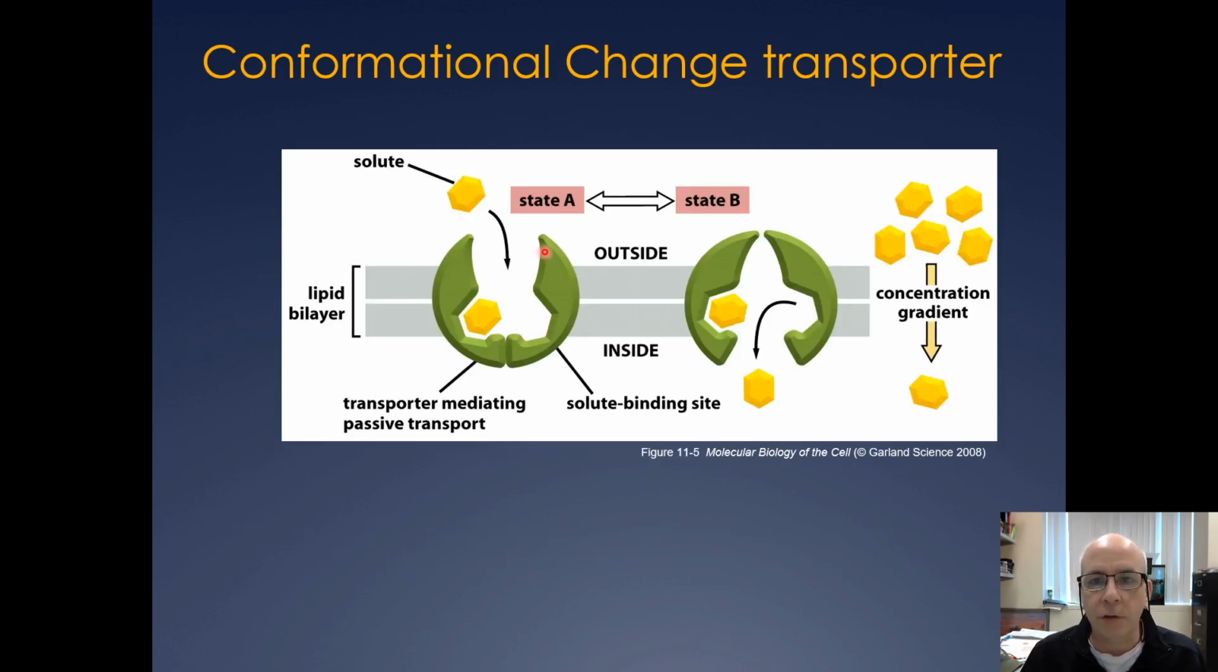Okay, so in certain instances, you're going to have a conformational change. In this case, we've got this molecule, this solute, that kind of looks like glucose. You can think of it like glucose, and it's going to go in along with its gradient. So if this molecule is high on the outside, in state A, it'll just bind, and then it'll undergo a conformational change, and then it can get released on the inside.